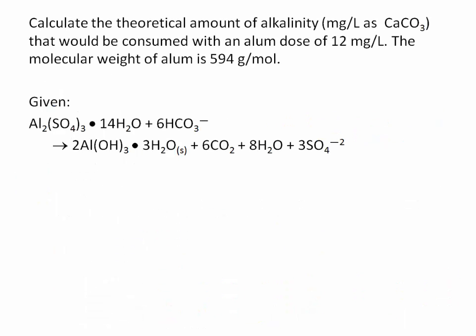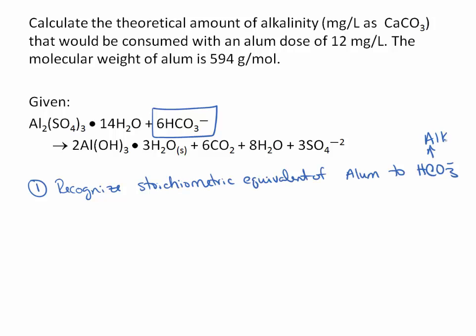Okay, we're going to work an example now. Given an alum dose that presumably has been determined by jar testing, how much alkalinity needs to be present in order to prevent the pH drop? So I would give you the chemical reaction of alum or aluminum sulfate reacting with alkalinity, and you're asked to find how much of this needs to be present. So the general approach is going to be first to recognize the stoichiometric equivalent of alum to bicarbonate, which in this case is the alkalinity.